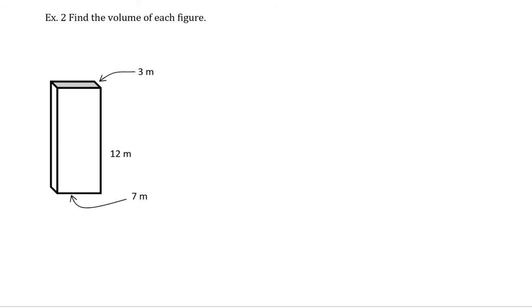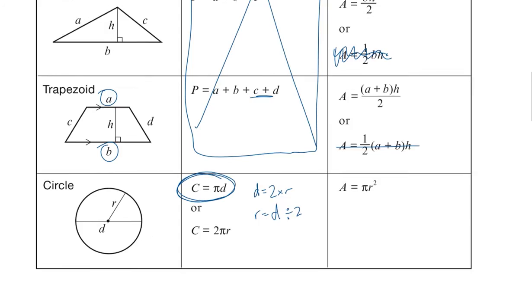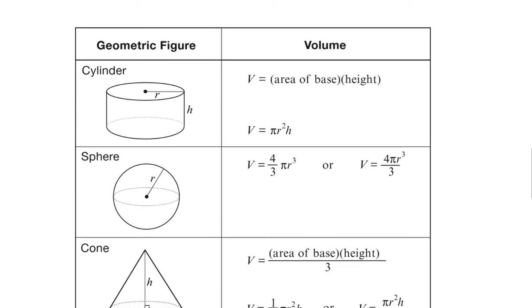As I said in the opening, this all comes down to the formula sheet. So if you want to break this down into steps, the first step is identify the shape and find it on your formula sheet. So I'm going to flip over to the formula sheet. This is the same one that we were using for perimeter and area, that was posted for that.